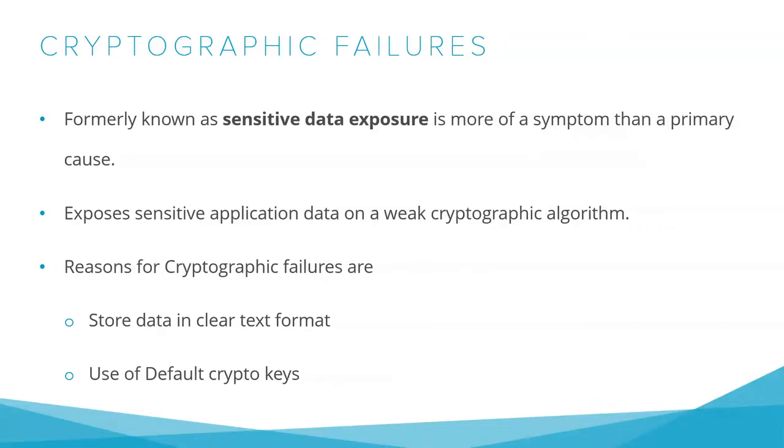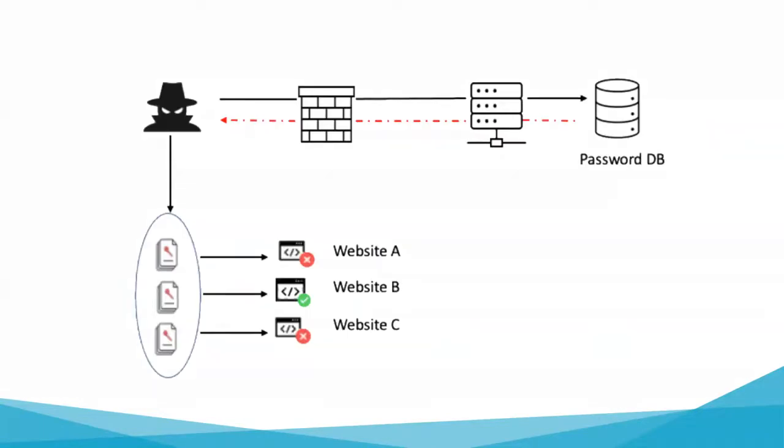Cryptographic failures describe every threat that can arise as a result of storing the data in a clear text format, or use of default crypto keys, or not using a recommended cryptographic algorithm, or even use of weak encryption methods. Let us understand a cryptographic failure attack scenario. In this scenario, the attacker initially gains access to the organization's network. The attacker uses an application flaw to retrieve a password database.